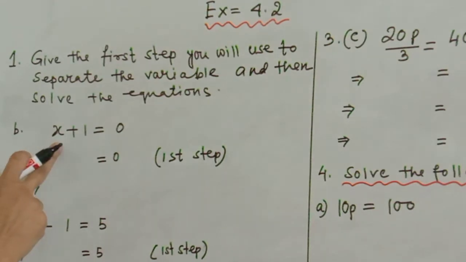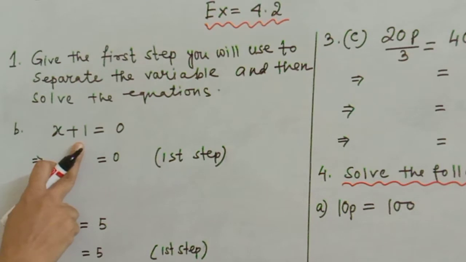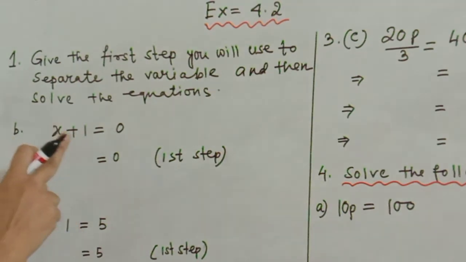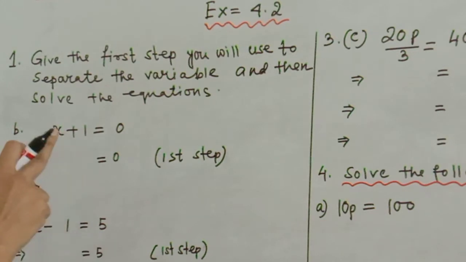Now the equation is x plus 1 is equal to 0. See the equation, it is x plus 1 is equal to 0. And we have to find the value of x. To find the value of x, I have to remove 1 from this left side. To remove 1, do you remember that inverse process? I will use that process.